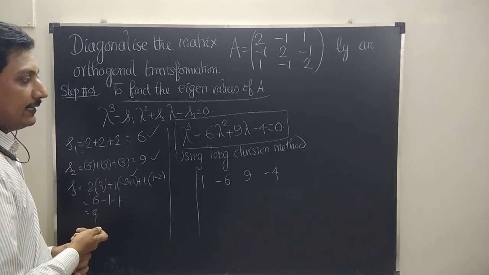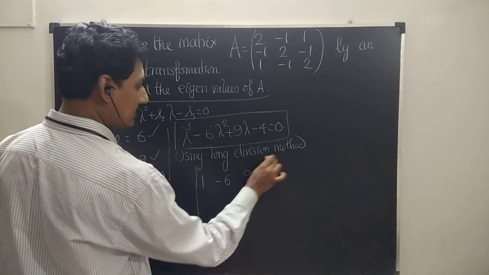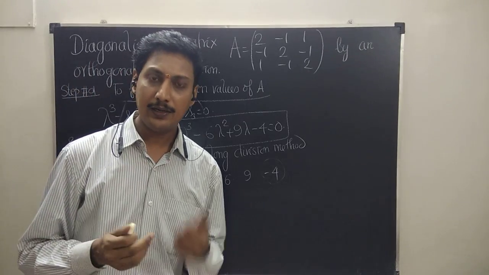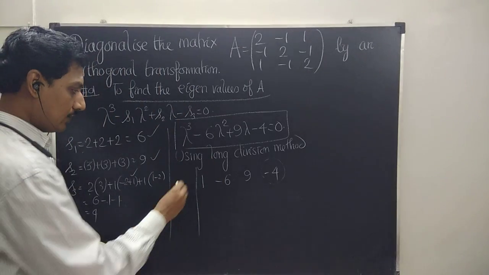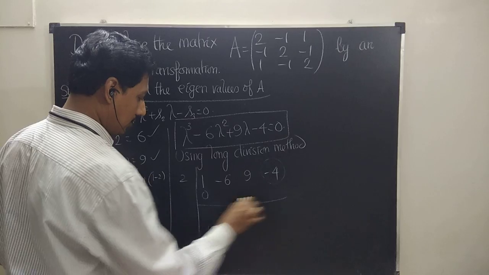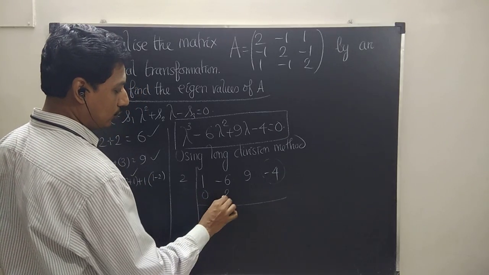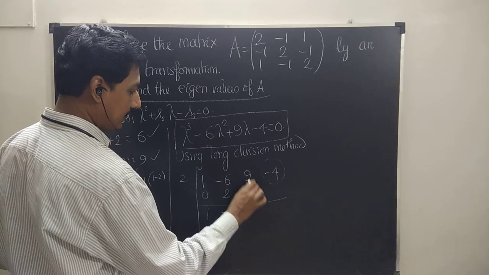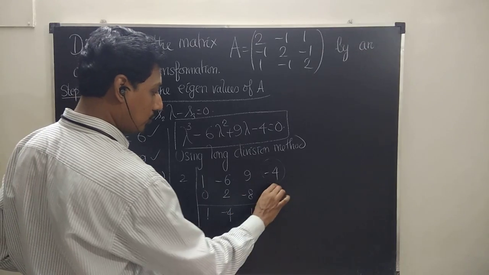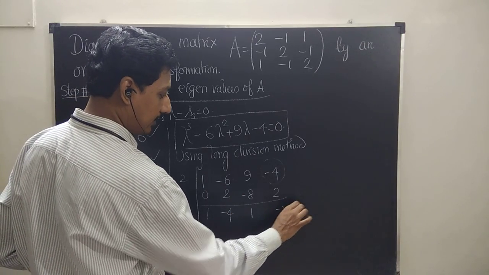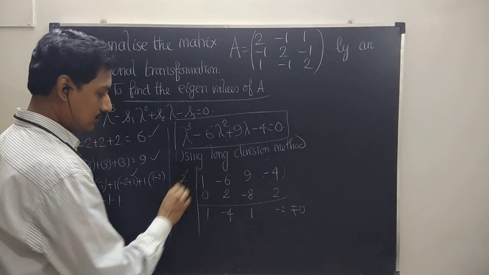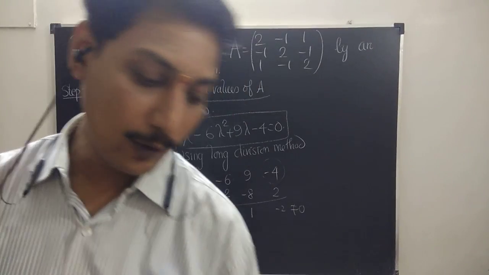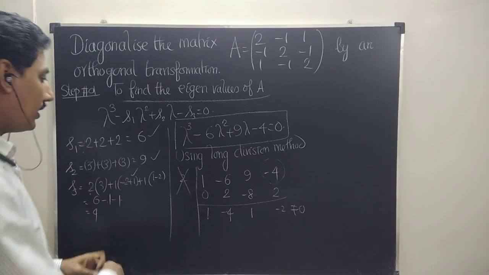By using the long division method, since the constant term is an even number, let us try with plus 2. Synthetic division: 1 plus 0 is 1. 1 times 2 is 2. Minus 6 plus 2 is minus 4. Minus 4 times 2 is minus 8. 9 minus 8 is 1. 1 times 2 is 2. Sorry, we won't get 0 here. So this is the wrong root. It's called trial and error. So plus 2 is not the right answer.